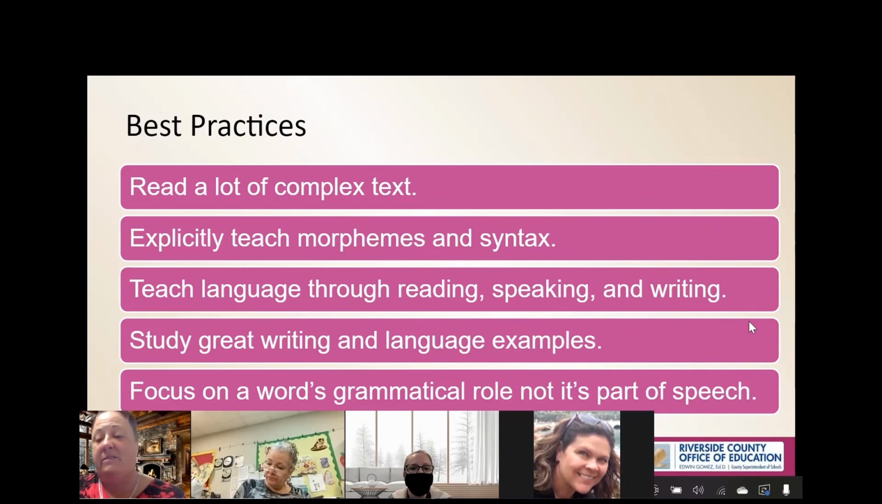We can interact with this rope through reading, speaking, and writing. I mean, listening too, yes, but specifically in those. And then study great models. Let's look at this great sentence, this great phrase, this great paragraph, and talk about why it is great and how the author is using language to make it great. And then lastly, as I started off with, don't focus on the name of the part of speech. If you teach them that, that's fine, but that's not the point. The point is, what role is that playing in the sentence, and how does it convey meaning? That's really what this rope is about.